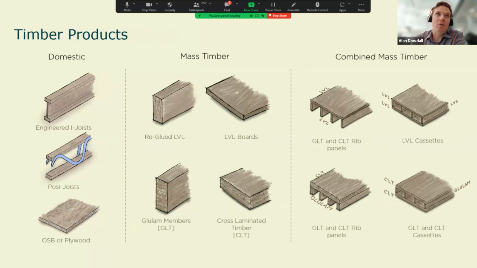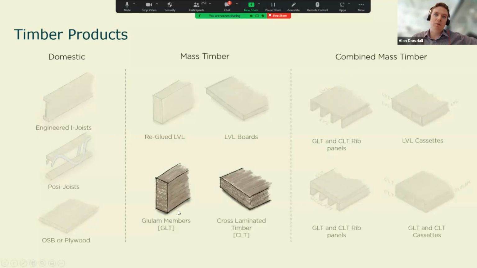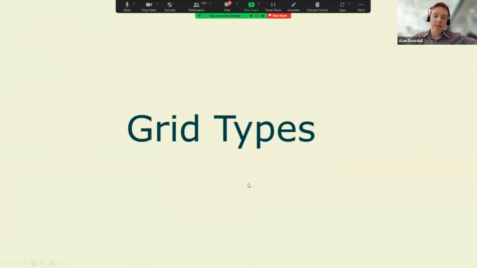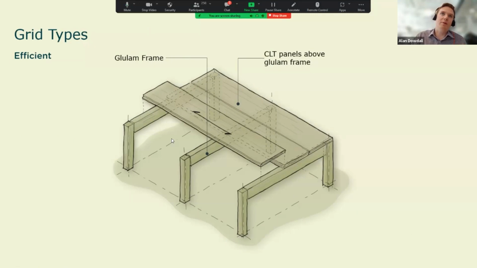So if we think about our available products, this is quite a tall building, so we are certainly within the mass timber elements of it, and maybe even the combined mass timber. But for this example today, I'm just going to focus on probably the most popular, which is glulam and cross-laminated timber. So types of grids, how can you play around with that arrangement? This is the first one, what I call the most efficient, because your panel, in this case the CLT, is oversailing the top, and you can get continuity with that. It's also quicker to build, there's less cutting, and it's efficient in terms of transporting material.